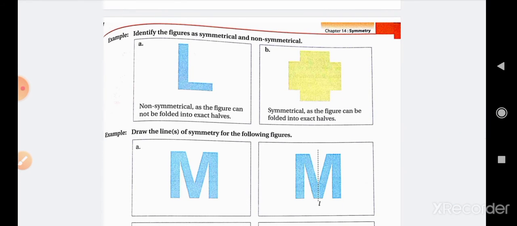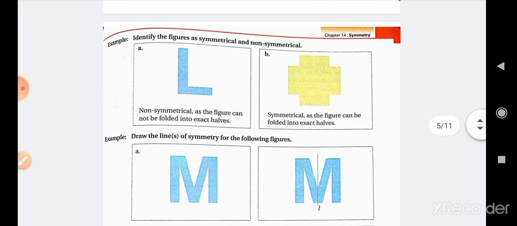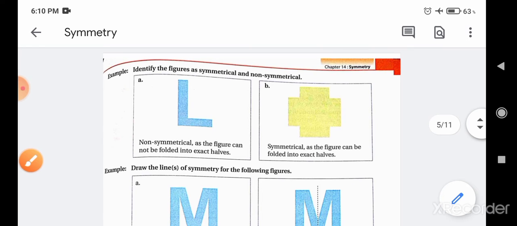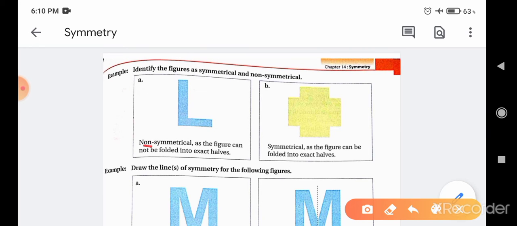Next are some examples. Identify the figures as symmetrical and non-symmetrical. This L cannot be divided into two equal halves from anywhere. So this L is non-symmetrical because this figure cannot be folded into exact halves. But this figure is symmetrical because it can be folded into exact halves. From here we can fold it, and also from here we can fold it into two equal halves. So this is a symmetrical figure.